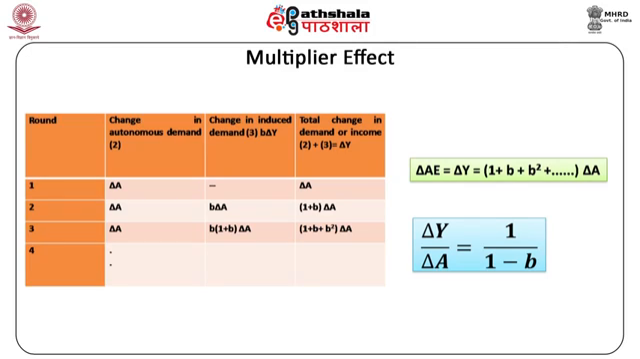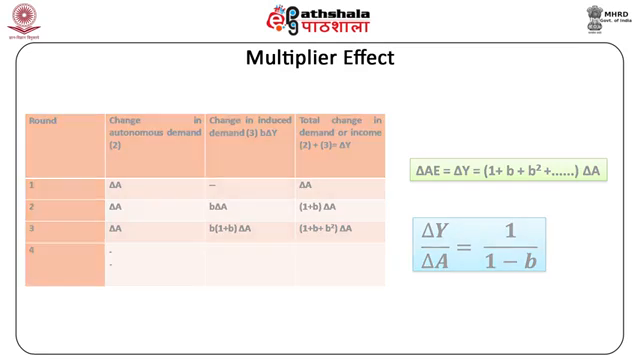The increase in total expenditure and income over many rounds can be seen in the form of the summation of a geometric series. For the last possible round, the total change in the demand and income is given by delta AE equals delta Y equals 1 plus B plus B square and so on, into delta A, or delta Y by delta A equals 1 by 1 minus B. Hence proof that the multiplier takes a value greater than 1.